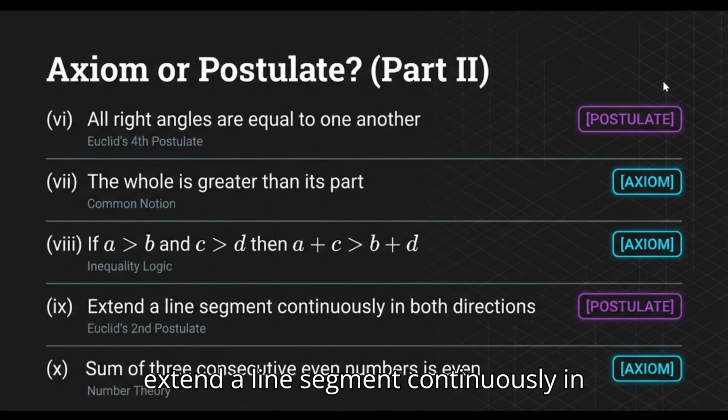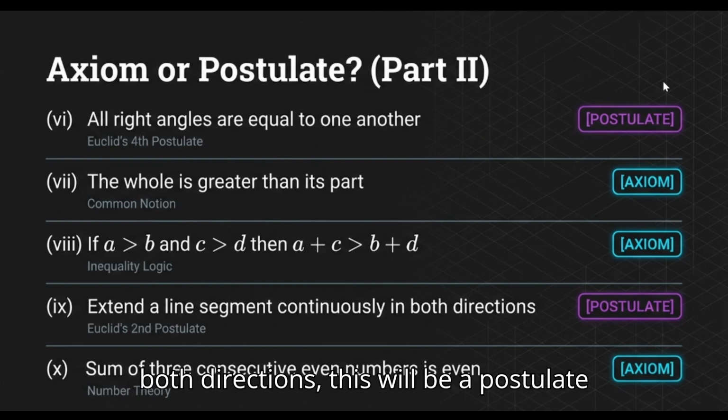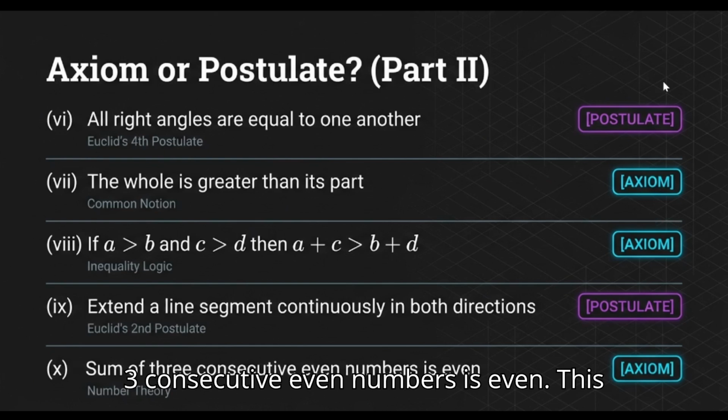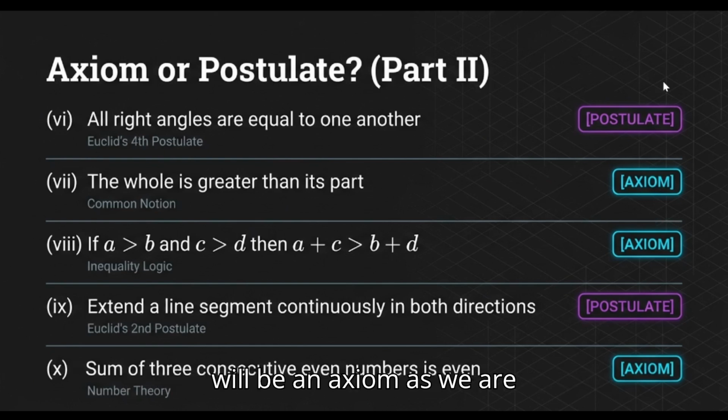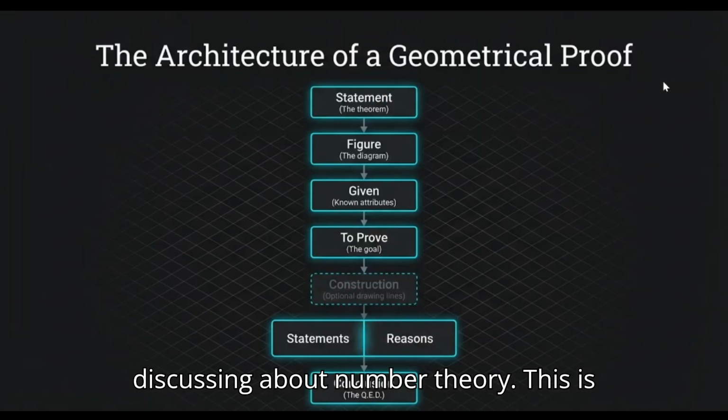If we extend a line segment continuously in both directions, this will be a postulate and it is Euclid's second postulate. And for the 10th part, the sum of three consecutive even numbers is even. This will be an axiom as we are discussing number theory.